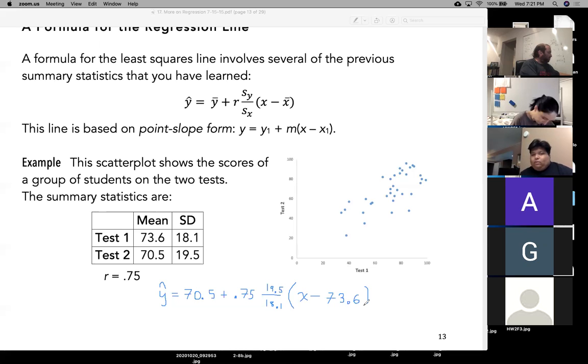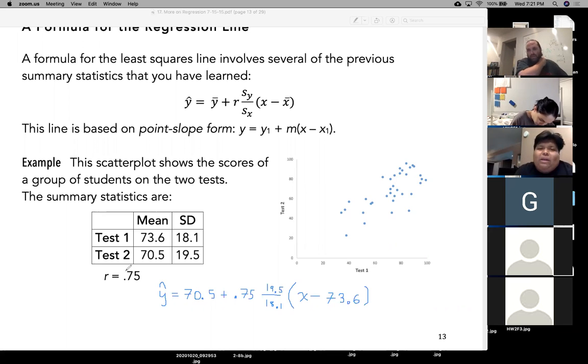Does that make sense? Where did the 0.75 come from? That's the R. They tell me what R is, right? That's the letter R. So does x bar mean the mean of x? Yeah, that's exactly what it means, which they told me. X is test 1, so that's 73.6. Make sense? And then, of course, you can combine it together.